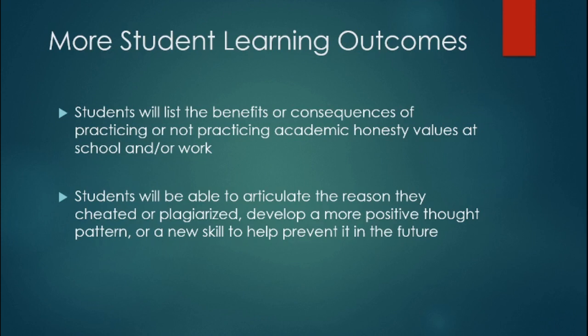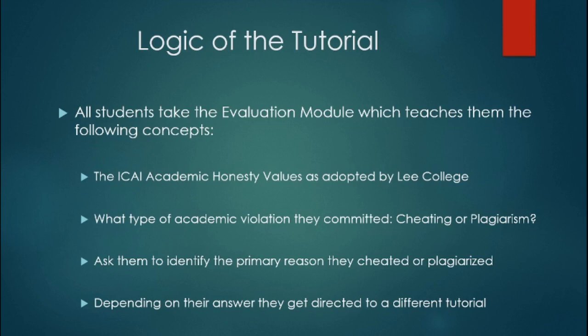The next student learning outcome is students will list the benefits or consequences of practicing or not practicing academic honesty values at school and work. Students will be able to articulate the reason they cheated or plagiarized, and develop a more positive thought pattern or a new skill set to help prevent it in the future. So those were the student learning outcomes.